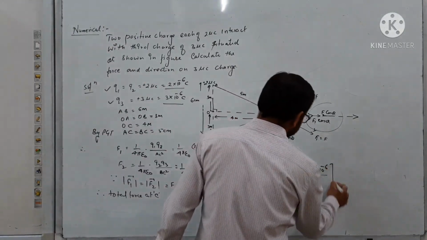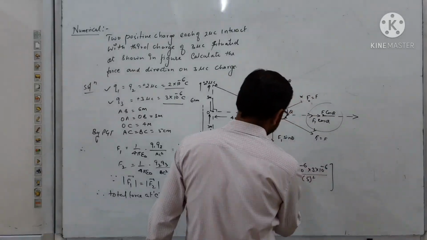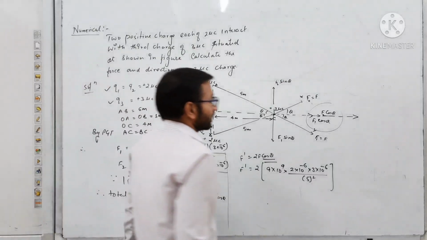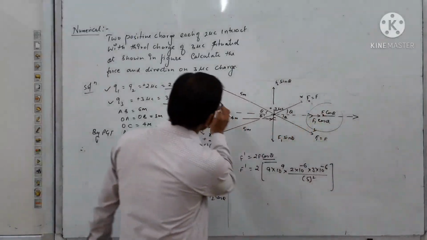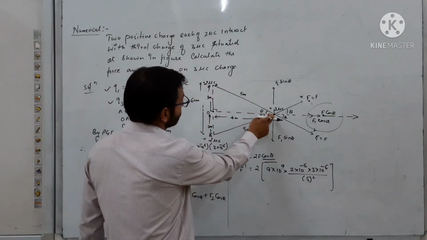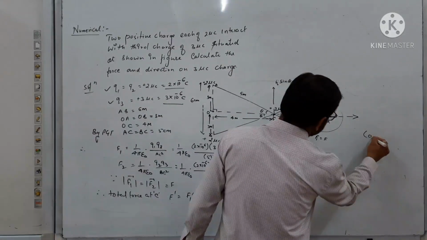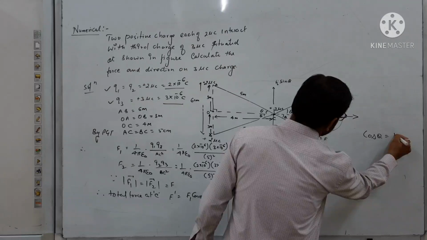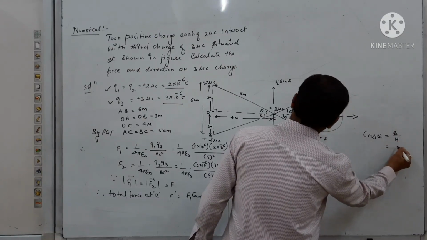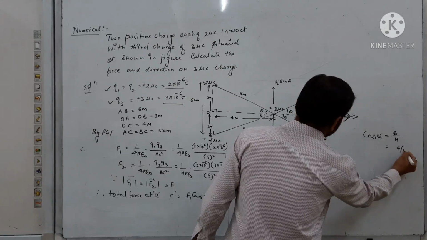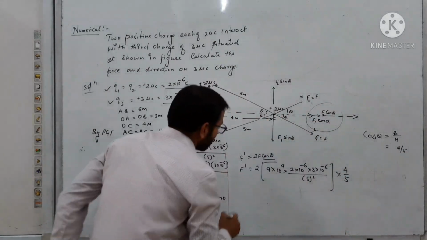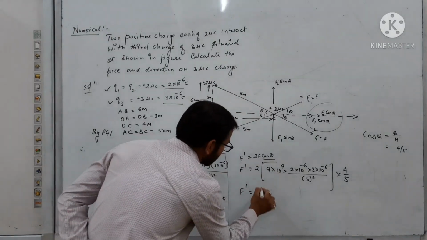Now the point is, what is the value of cos theta? Student, what will be the value of cos theta here? See, from the diagram you can see theta is the angle in triangle AOC. So you can easily find the value of cos theta, which equals base upon hypotenuse. From the diagram, base is 4 and hypotenuse is 5, so it will be 4 upon 5. Got it? Now you can solve it.